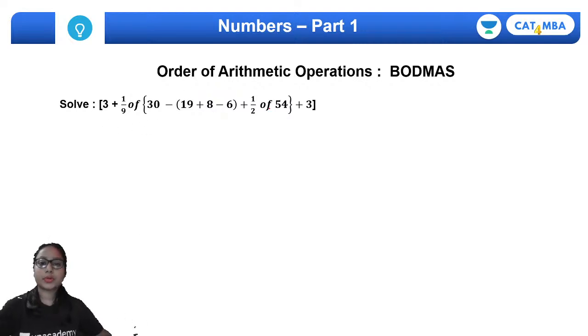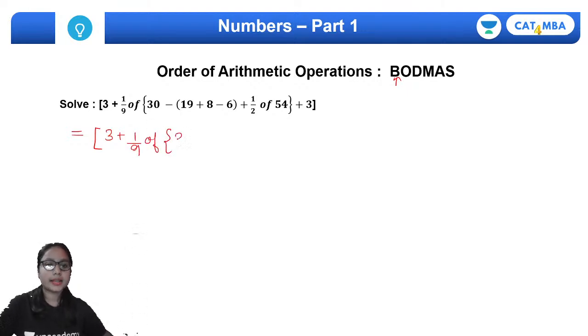This question is given to us. As I said, we will solve the brackets first. Let us solve the inside bracket first. I'll be solving this question step by step, please follow. 3 plus 1 upon 9 of, now this is the curly bracket, so I'll solve it afterwards. First of all, we'll solve whatever is in the parenthesis. In the parenthesis we have two operations, plus and minus. Going by the rule of BODMAS, which operation should we do first, addition or subtraction? We'll do addition first.